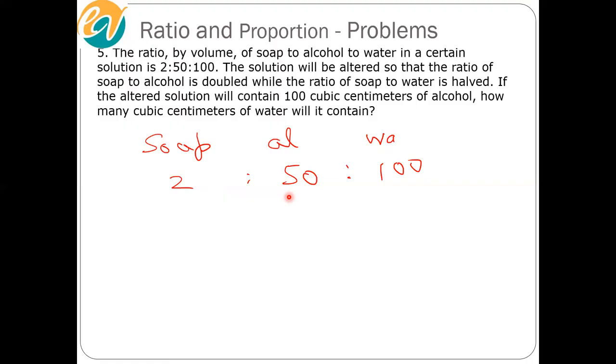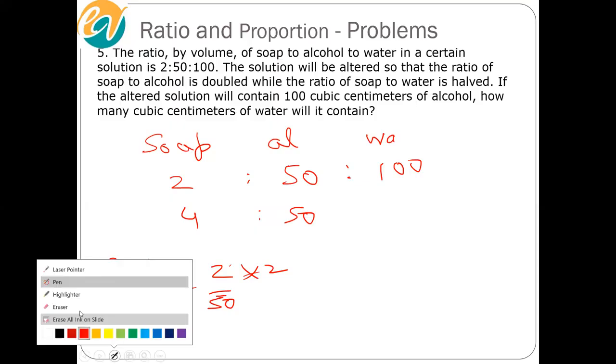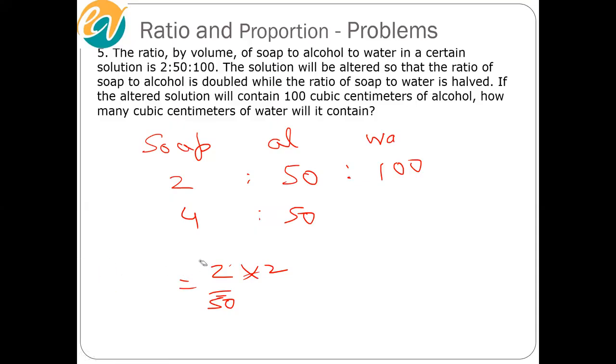Double is, right? So ratio of soap is to alcohol is 2 is to 50. Correct? Double means what? Just multiply this by 2. So the altered soap is to alcohol would be how much? Doubled, right? Into 2. So 4 is to 50. Are we clear? This is where most of the confusion arises. Okay, now let's proceed.